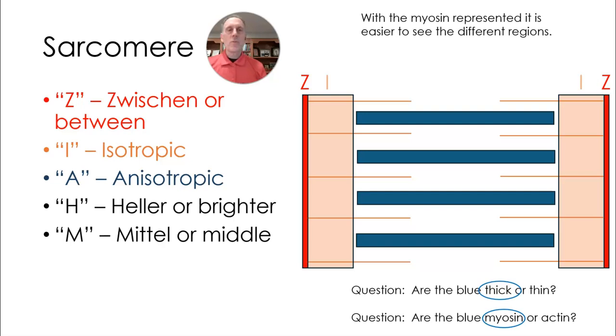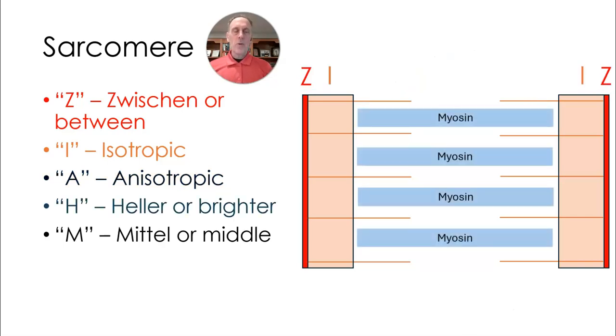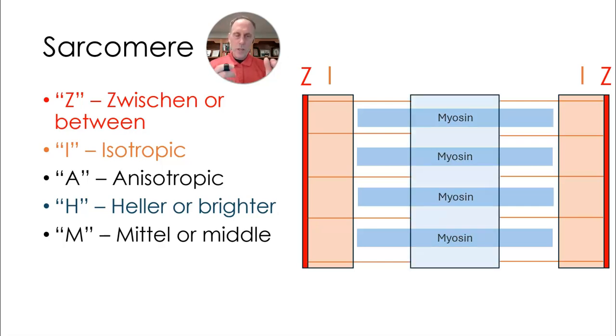With the myosin represented, it's easier to see the different regions, and one can understand how through a microscope in the 1920s or whatever it is, they might look at this and that's why they gave particular names to different regions. So the A band itself is the myosin from end to end. Here's our myosin again. And within this region right here, you have just myosin. You don't have actin and myosin, you just have myosin.